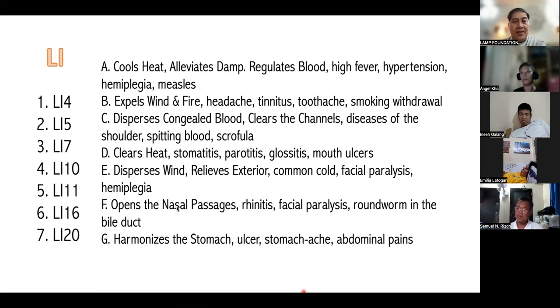Okay. Letter F. Dito mo makikita connected siya sa bile duct, nasa liver gallbladder na siya, di ba? Sa hepatobiliary system. Okay. Thank you very much, Ma'am Ami. Good job. Thank you po, Doc.